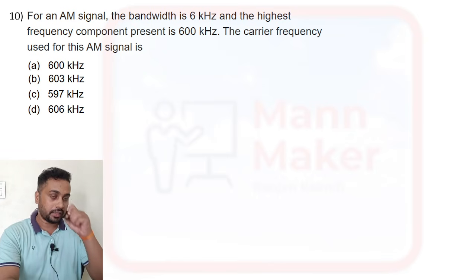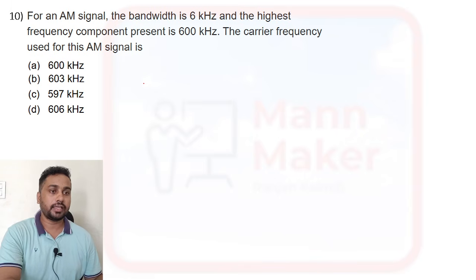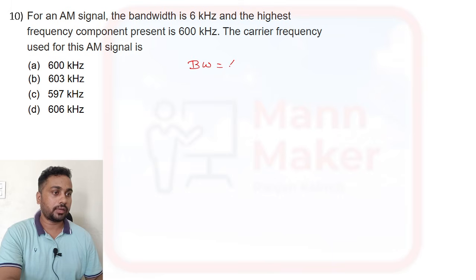Okay. Now the next one. For an AM signal, amplitude modulation signal, the bandwidth is 6 kilohertz and the highest frequency component present is 600 kilohertz. We need to find the carrier frequency used for the AM signal. Here they have denoted the highest frequency component. First they have given bandwidth. Bandwidth we have 6 kilohertz. All right. And we have the highest frequency component, that is the upper sideband. In the upper sideband it is 600 kilohertz, it is given.